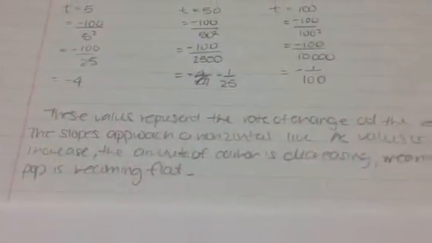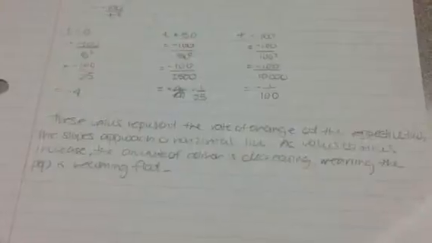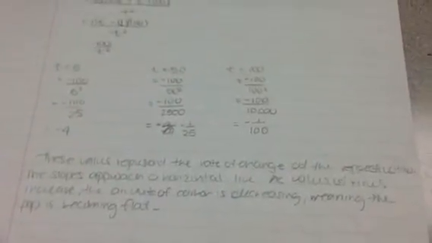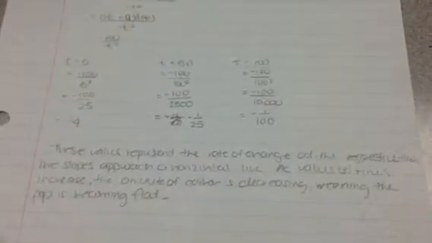Now what does this mean? C prime(t) is the derivative function, which is also the rate of change. So the rates of change are negative 4, negative 1 over 25, and negative 1 over 100 respectively, for 5 minutes, 50 minutes, and 100 minutes.